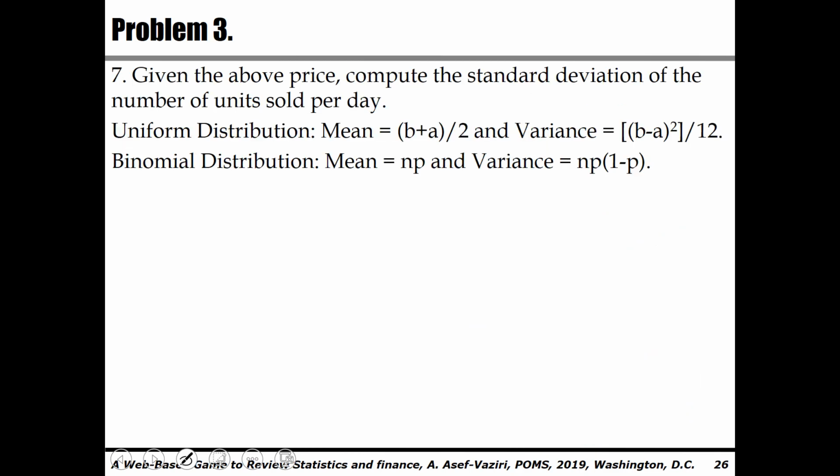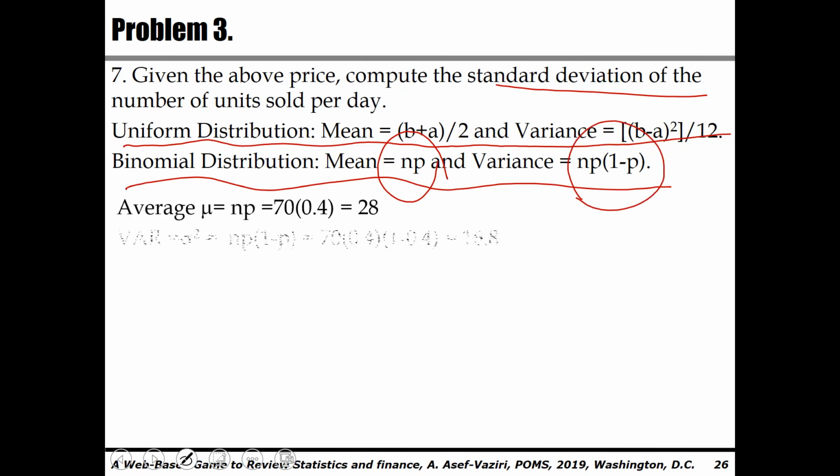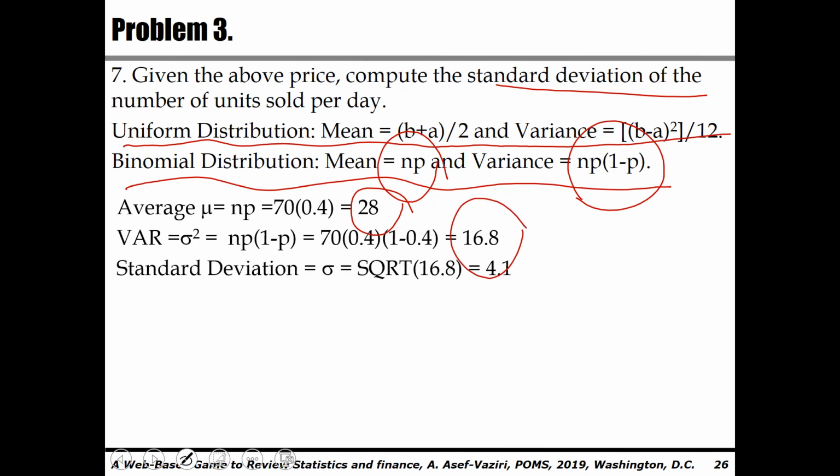Given the above price, compute the standard deviation of the number of units sold. For uniform distribution, we have these formulas for average and variance. For binomial distribution, this one. But now we are talking binomial distribution. We have a probability of sales, and then we have number of visitors. Therefore, we can easily compute NP, and we can compute NP times 1 minus P, and those are here. So each day, on average, we sell this many units, and the variance is this much. Standard deviation is the square root of that number.